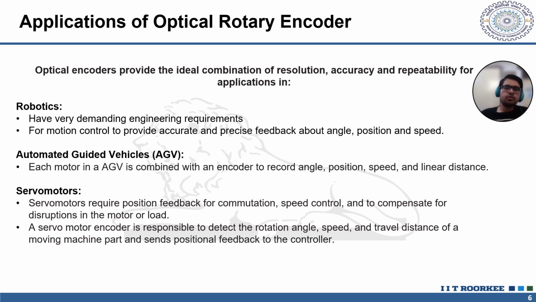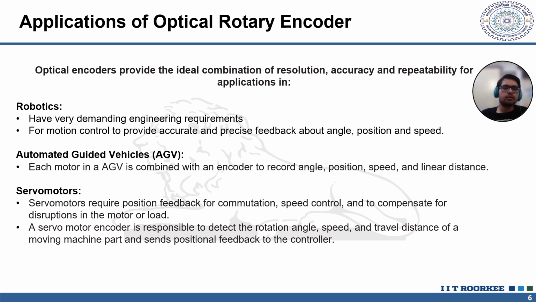Some major applications of optical rotary encoders include application in robotics, automated guided vehicles, and servo motors. Robots are generally used in environments where human activity is not possible. Hence, it has very high demanding engineering requirements. An AGV or automated guided vehicle is a system that travels autonomously without a driver.